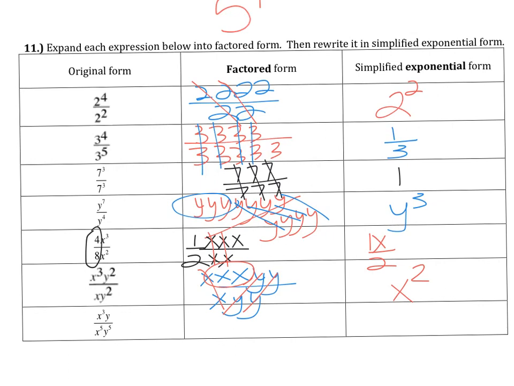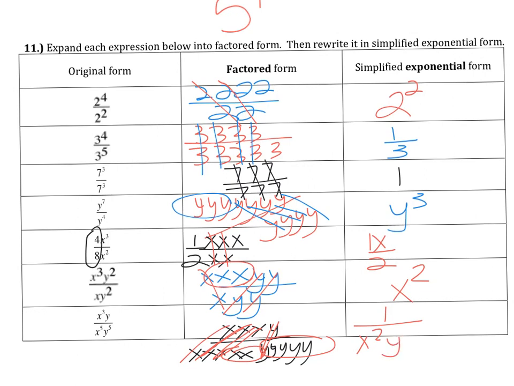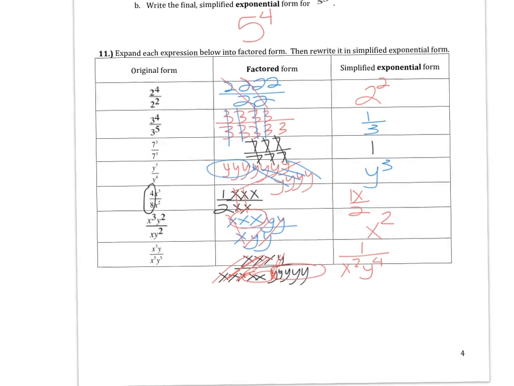Final problem, we have x times x times x times y over 5 x's and 5 y's. 1, 2, 3, 4, 5. So we're going to simplify what we can. So 3 of the x's can simplify and 1 of the y's. So we're left with 2 x's on the bottom, so that's x squared. And we're left with 4 y's that are also in the bottom, so that's going to be y to the 4th power. Anytime you have a variable that's left over that is in the denominator, it will stay in the denominator.